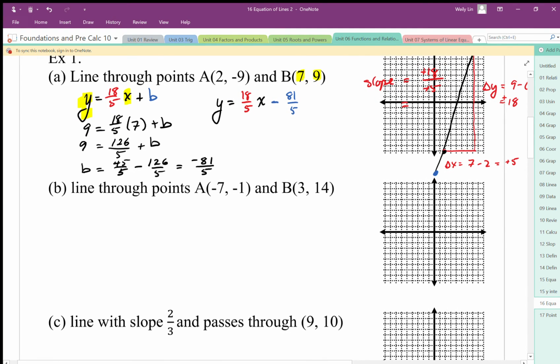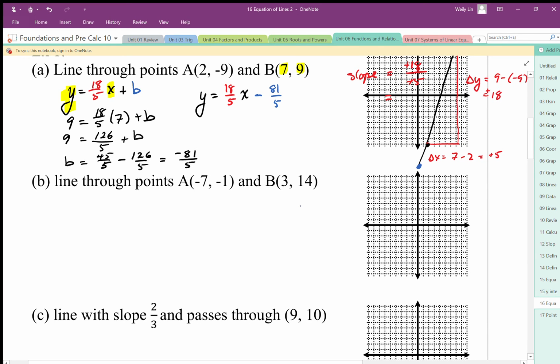So this is what I want to do. I want to be able to come up with my slope, plug in my x and y, and come up with my y-intercept and write my equation.